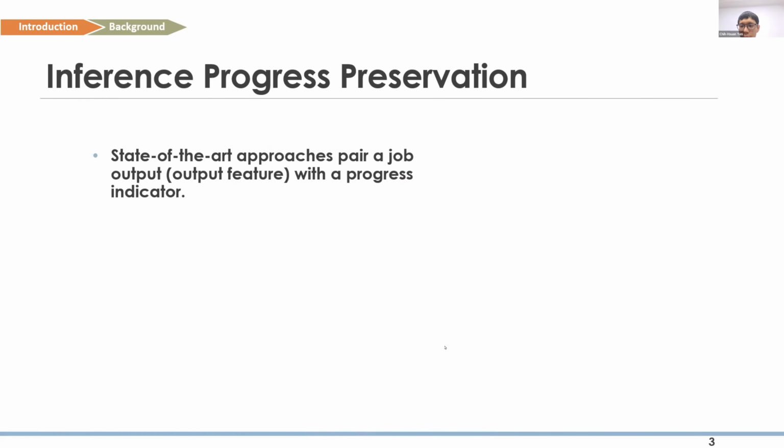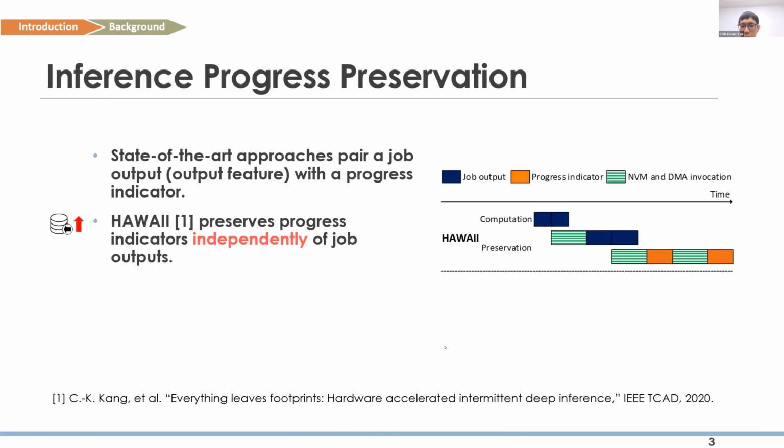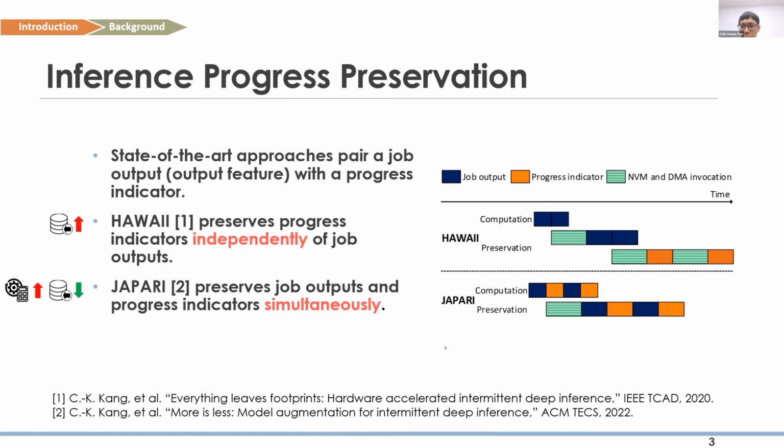The state-of-the-art generate and preserve a progress indicator paired with a job output. The last preserved progress indicator is used to correctly identify the interrupted job that needs to be resumed. HAWAII preserves progress indicators independently of the job outputs, incurring a high progress preservation overhead. In contrast, JAPARI augments the DNN to allow progress indicators to be preserved simultaneously with job outputs, thereby reducing the related data transfer overhead, but at the cost of extra accelerator computations.